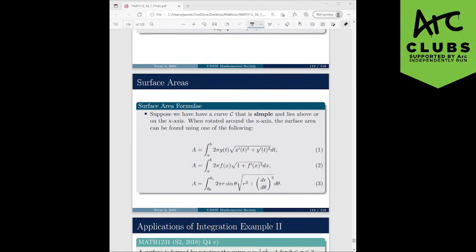Using that arc length, you can also work out some surface area formulae. If you have a curve and it's doing a little rotation around the x-axis, you can work out the surface area. There's three formulas here, but once again, they just depend on what the curve is. So the first one is the parametric, second one's Cartesian, third one's the polar thing. Depending on what they give you, you use the appropriate surface area formula.